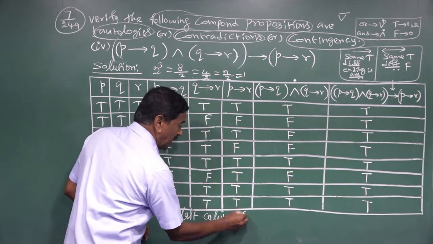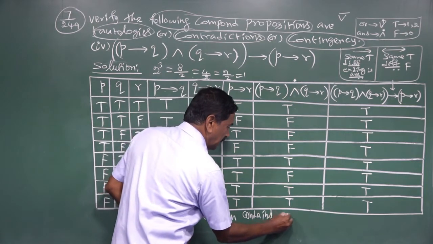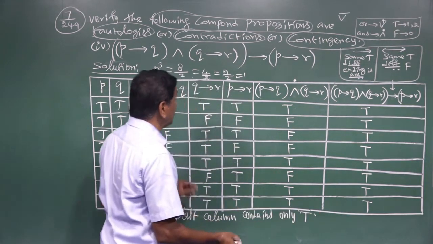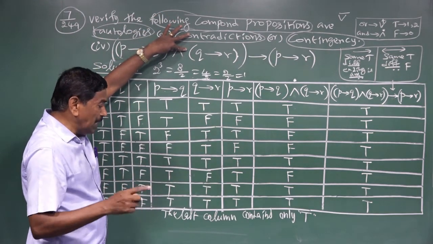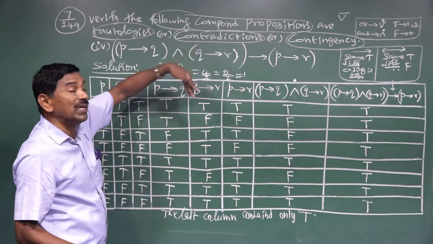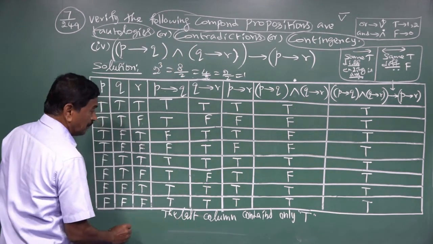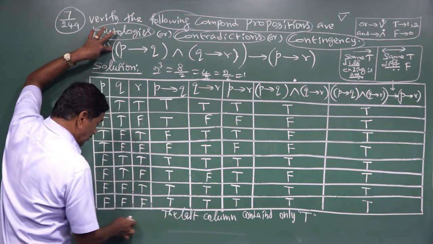The last column contains only T. Therefore, the given statement is a tautology. Here one can write this: the total question is a tautology. So that is very easy.